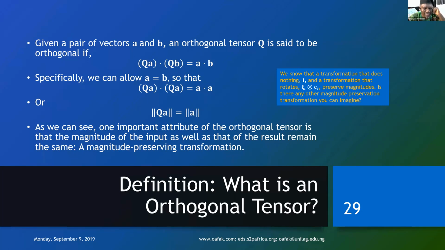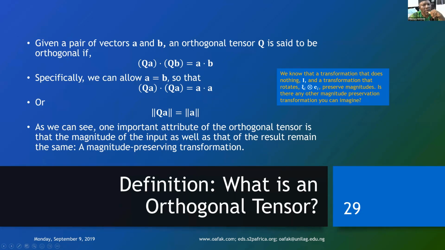When a tensor does that, and it is magnitude preserving for the vector it operates on, such a magnitude preserving tensor is called an orthogonal tensor. That is the definition. What is an orthogonal tensor? An orthogonal tensor is the magnitude preserving tensor transformation. That's it. And examples are identity, rotation, and reflection.